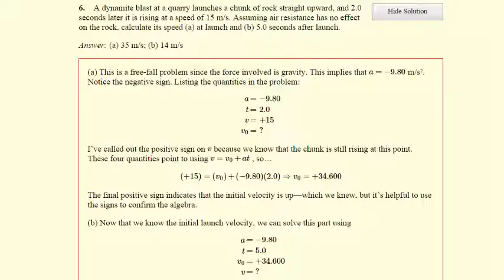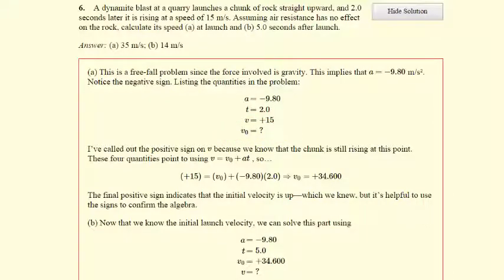Okay. Assuming no air resistance, assuming air resistance has no effect on the rock, which is the reason those words are there, because that allows me, technically speaking, to treat this as a free fall problem, which means a equals negative 9.8 meters per second squared. Part A, calculate speed at launch. That's the initial speed, right? And lo and behold, bam, we're there.